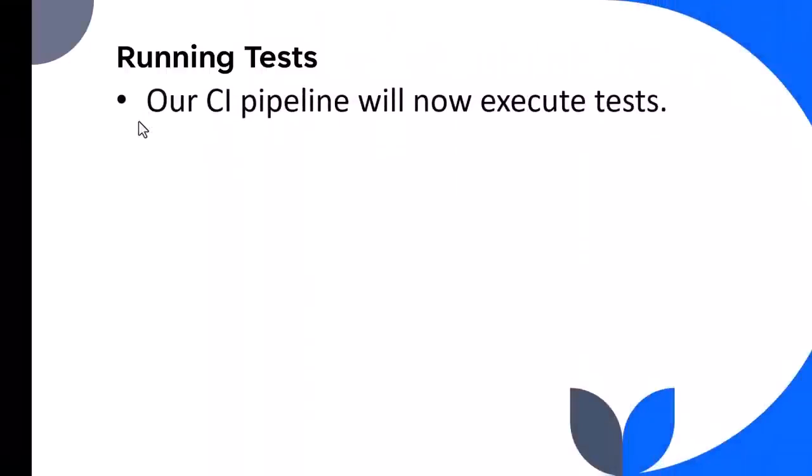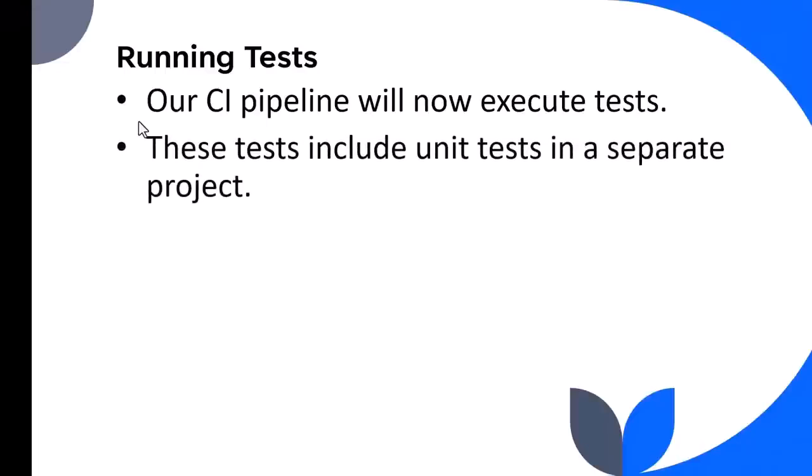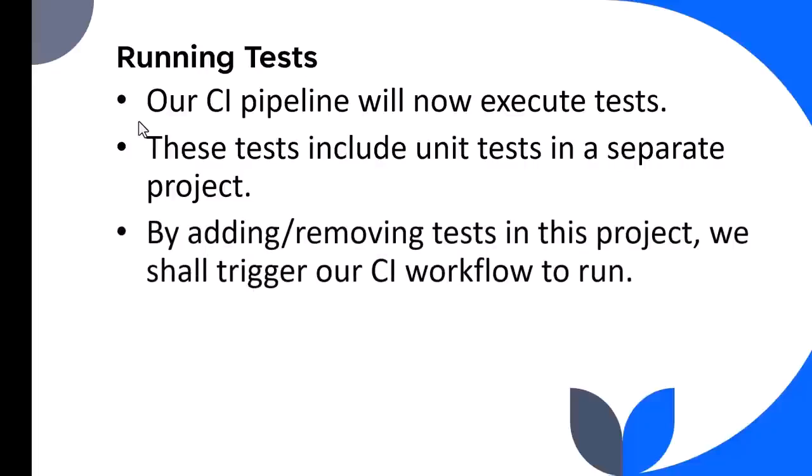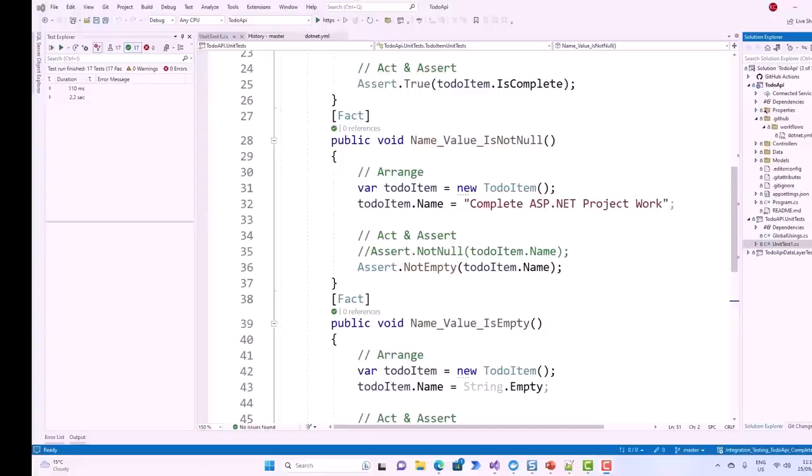Finally, our CI pipeline is now ready for executing the tests, and these tests will include unit tests in a separate project, which we have already seen have passed. Now, the next step, we will add and remove some tests in this project, and we shall trigger the CI workflow to run. Alright, so next we'll do that.